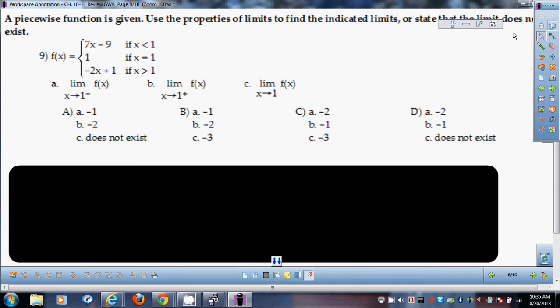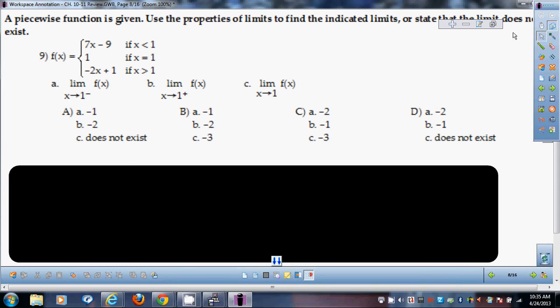All right, left hand limit, go. The left hand limit is -2, so it has to be C or D. What about the right hand limit? Bridget. The right hand limit is -1. So -2, -1 still has to be C or D. What is the overall limit? Deanna? Why not? Very good. If the left hand and right hand limit are not the same, then the overall limit does not exist. Very good.